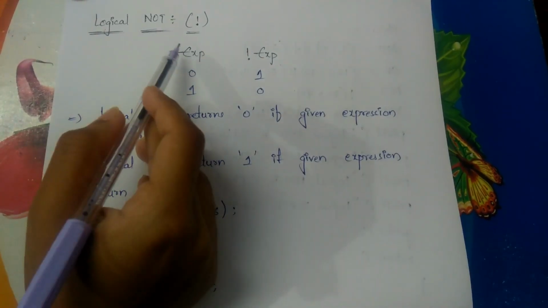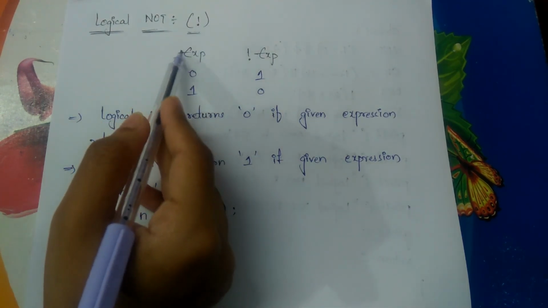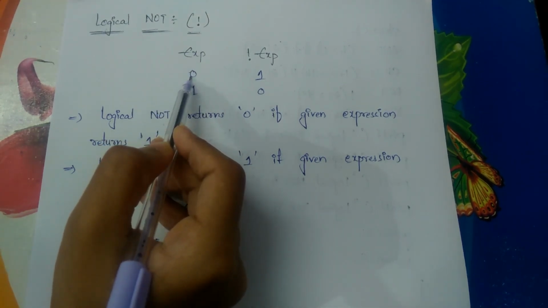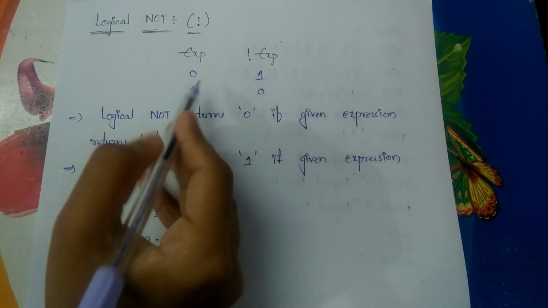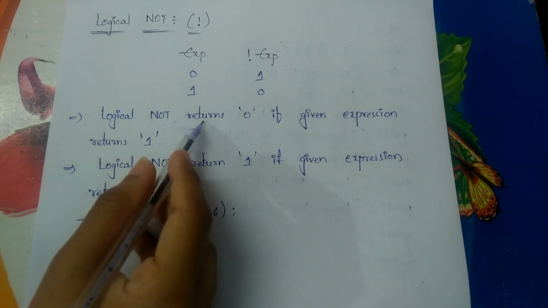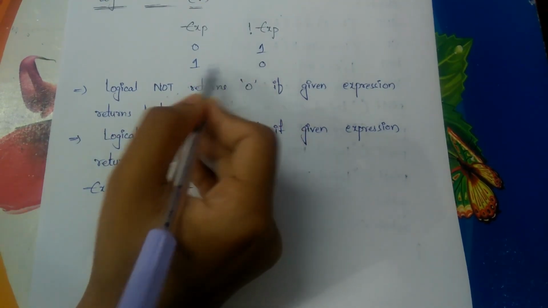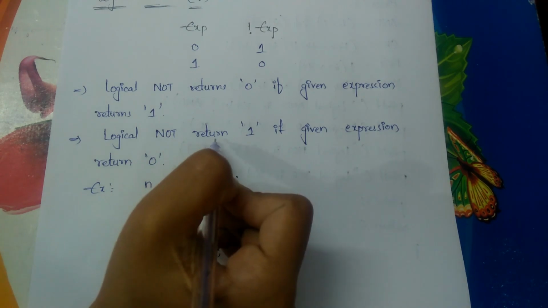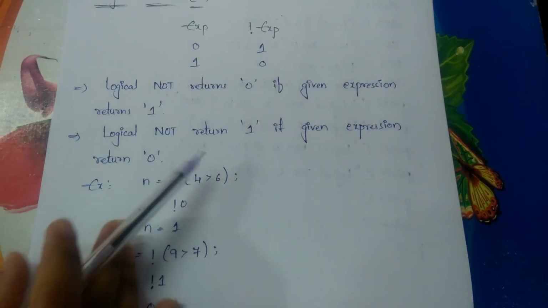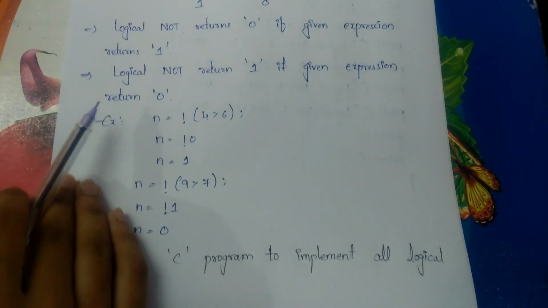Then finally we have the logical NOT. This is represented by the exclamation mark. In this we will have only one expression. If the expression is false, then it returns 1. If the expression is true, then it returns 0. So this logical NOT returns 0 if the expression returns 1, and returns 1 if the expression returns 0. So this is completely opposite to the given expression. Now let's see the example of this logical NOT.